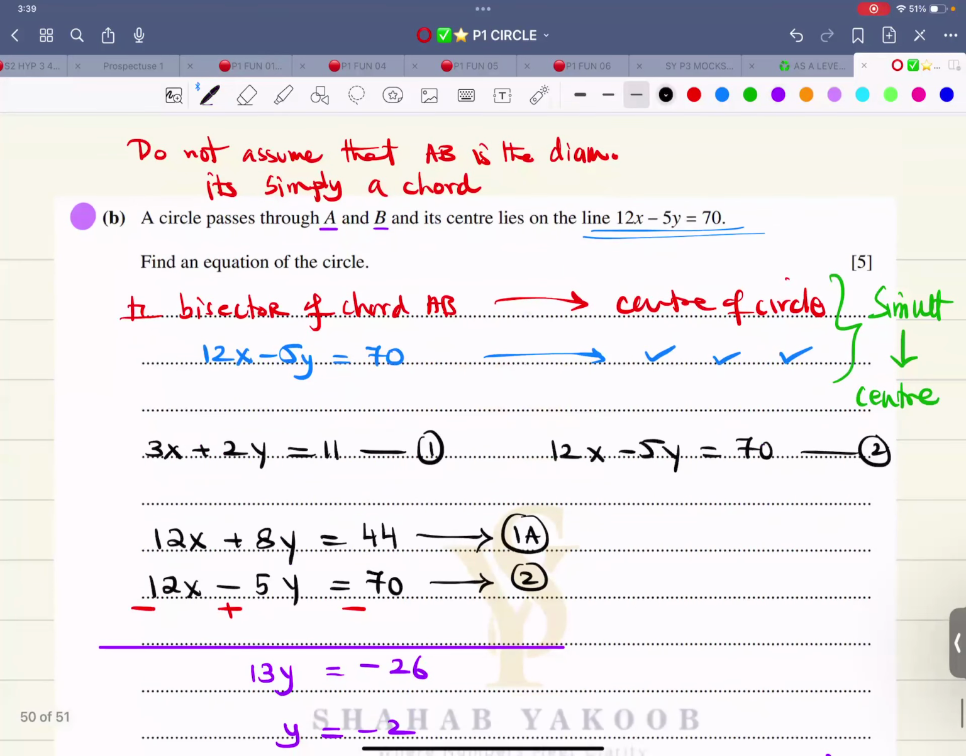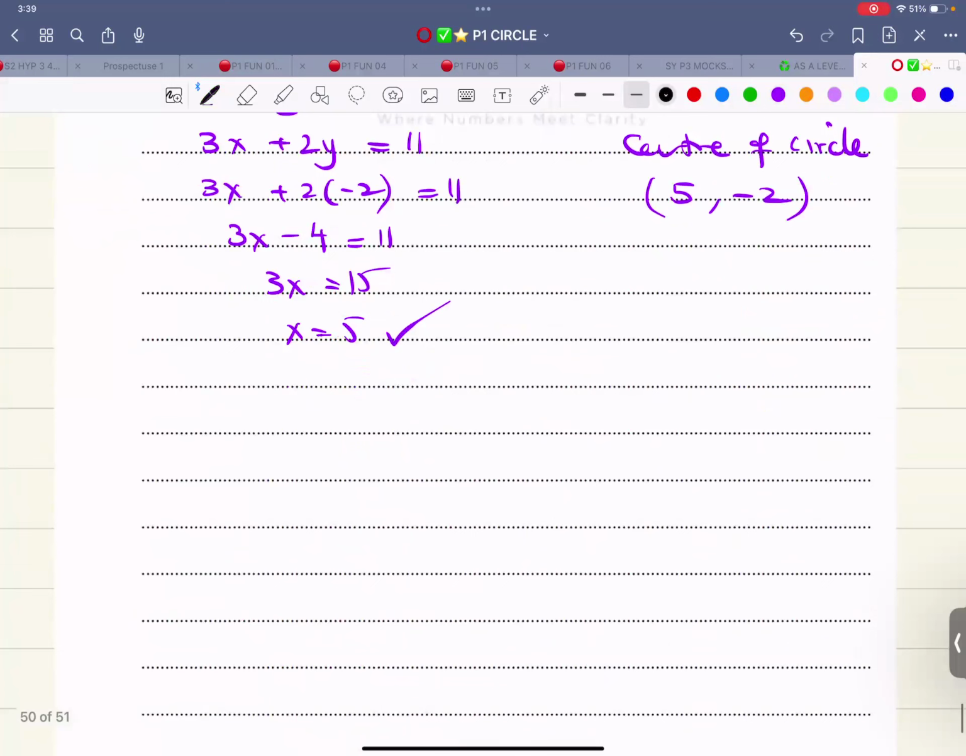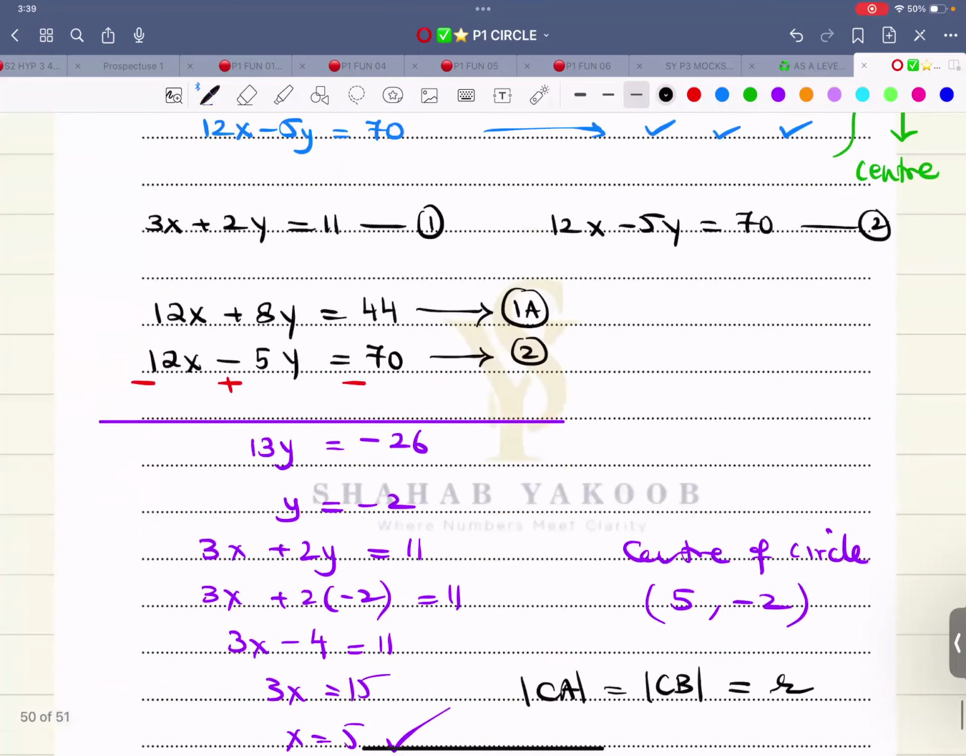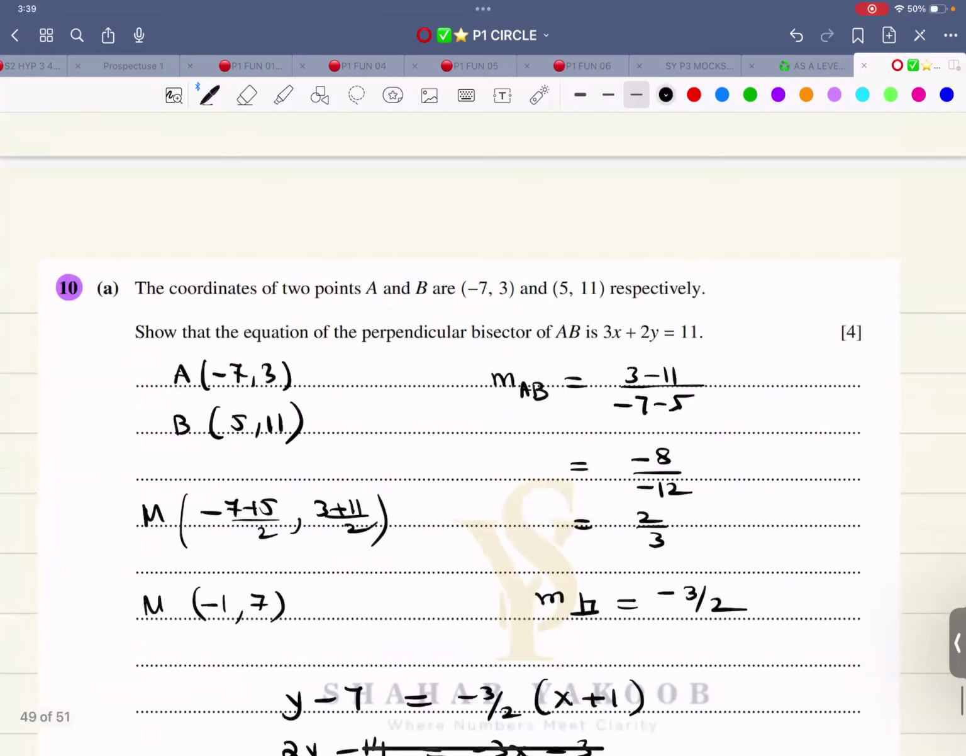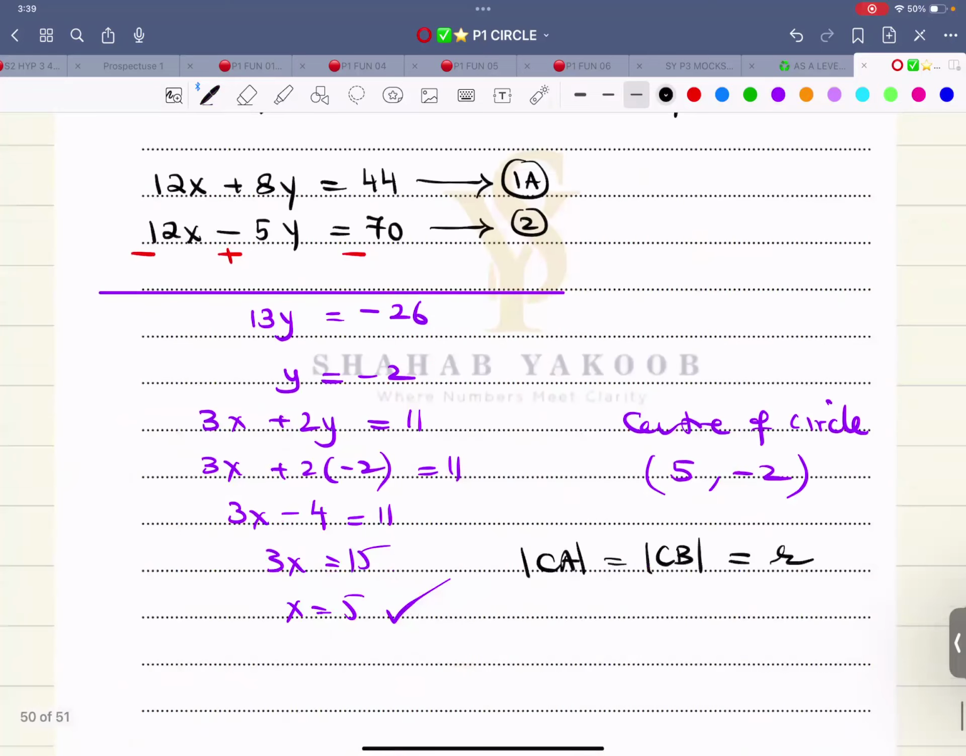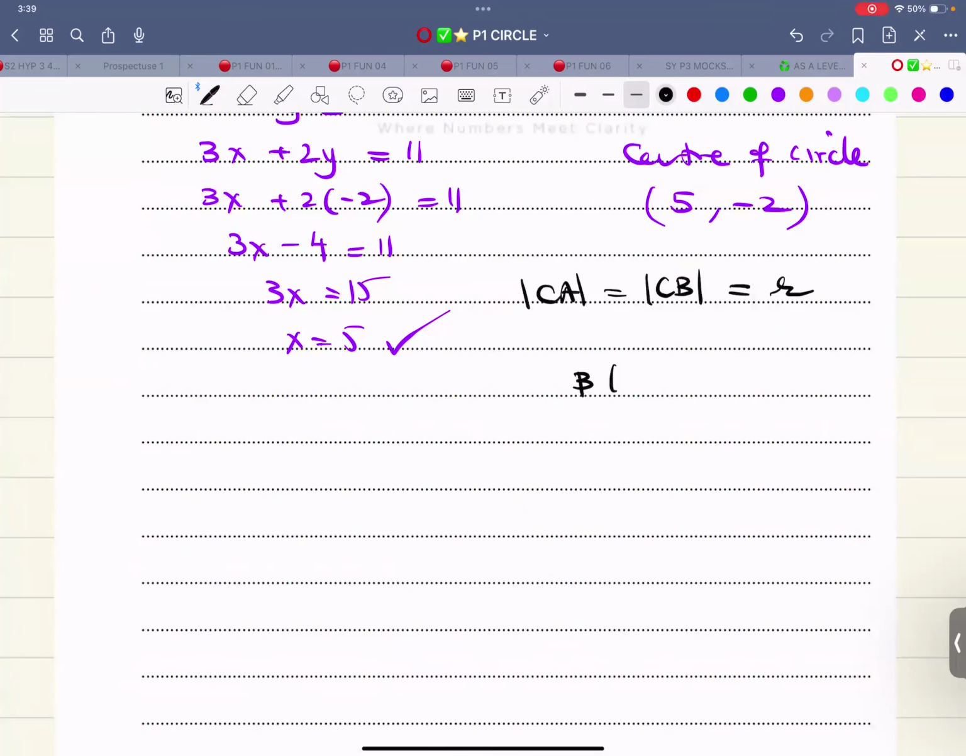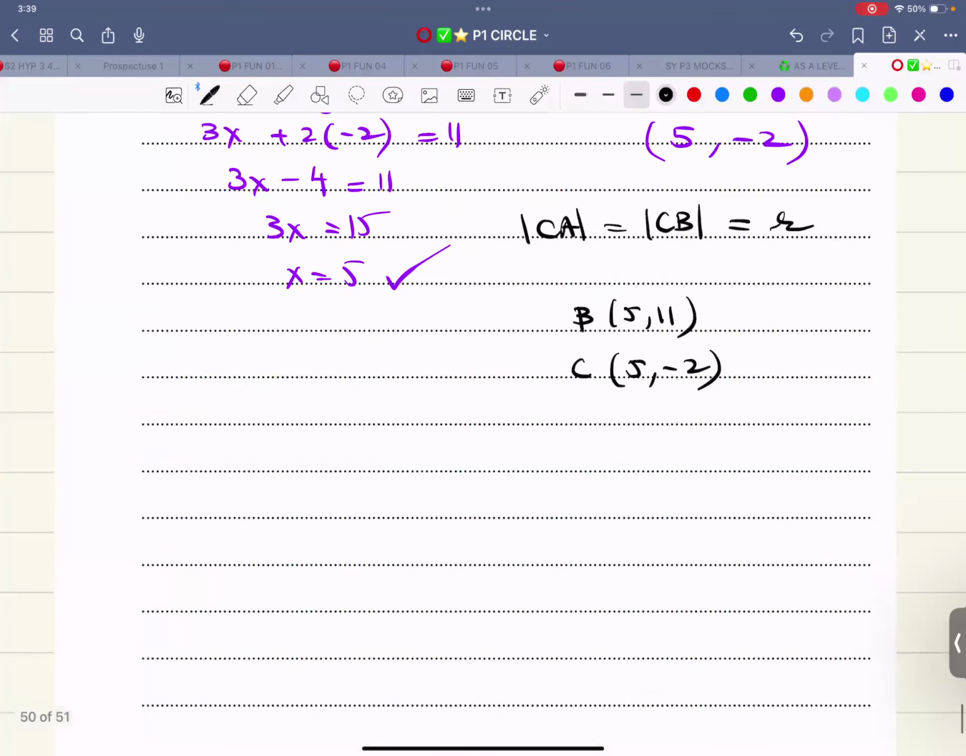Now the circle passes through A, and passes through B. That means they are on the circumference. So therefore CA and CB, they both are the radius. Which one should I choose? A is -7, 3, B is 5, 11. I'll choose B. So B is (5, 11) and C is (5, -2). So BC is the square root of 0 squared plus 13 squared, which comes out to be 13 units.